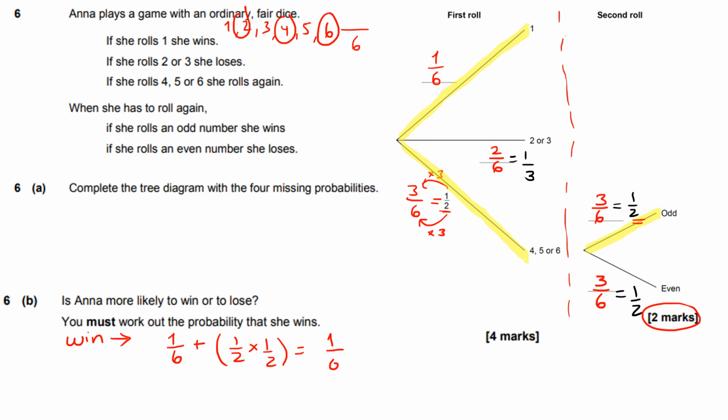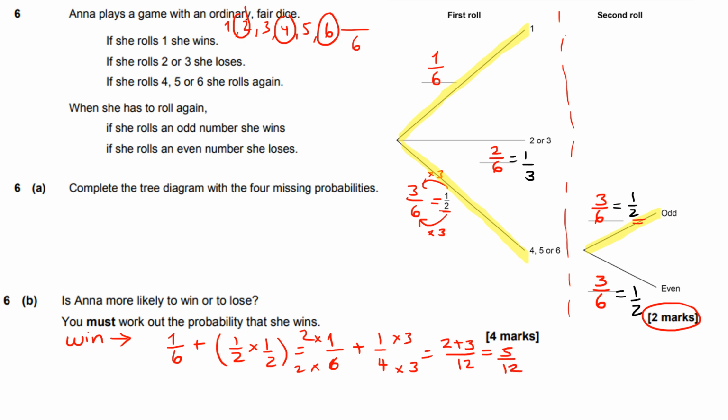This gives us 1 out of 6 plus 1 out of 4. Now, remember, when I'm going to add these fractions, I'm going to have to make sure that they're the same denominator. So I'm going to times this by 2 and times this by 3. I'm making my denominator to be 12. 2 times 1 is 2, 3 times 1 is 3. So that's 5 out of 12 chance for her to win.